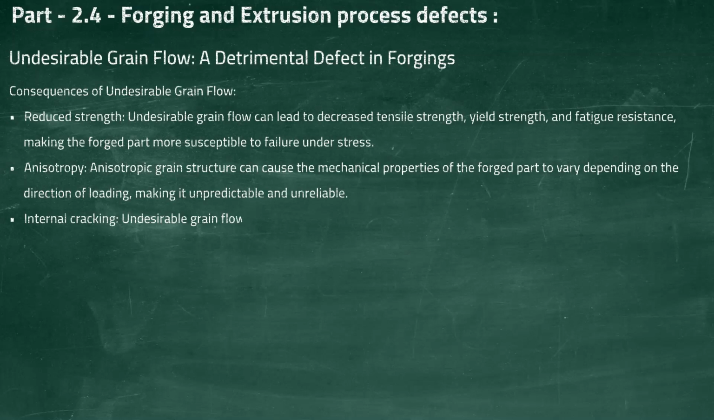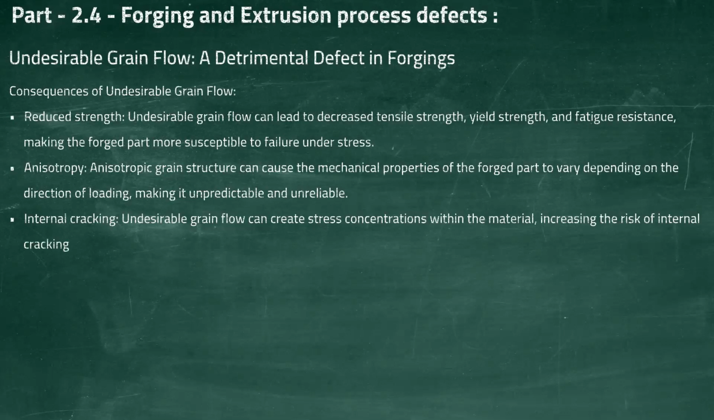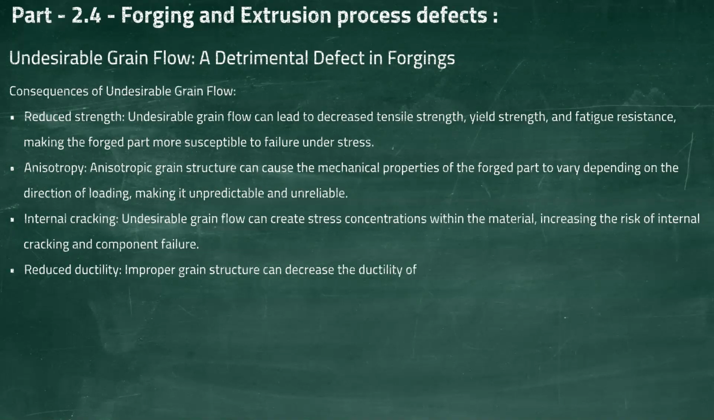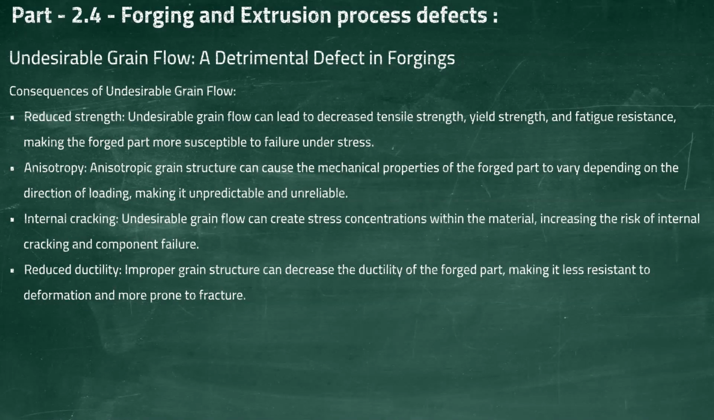Internal cracking. Undesirable grain flow can create stress concentrations within the material, increasing the risk of internal cracking and component failure. Reduced ductility. Improper grain structure can decrease the ductility of the forged part, making it less resistant to deformation and more prone to fracture.